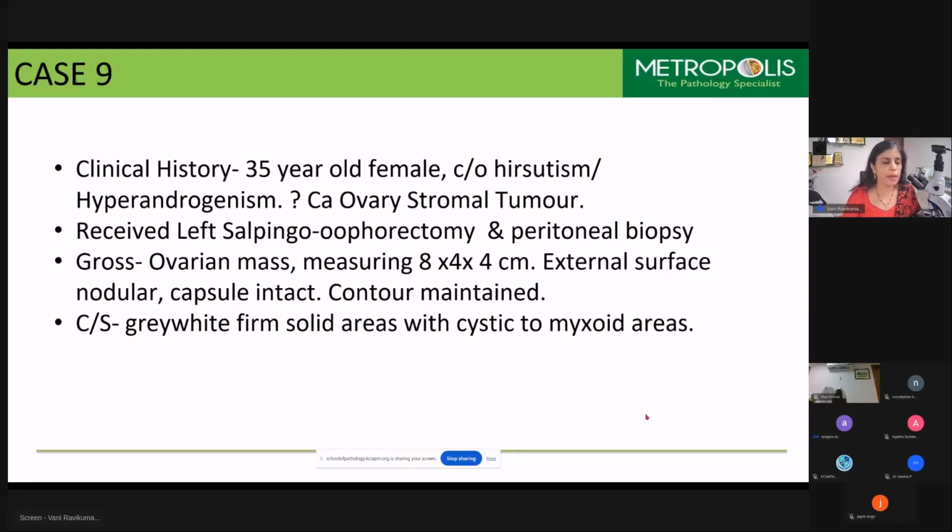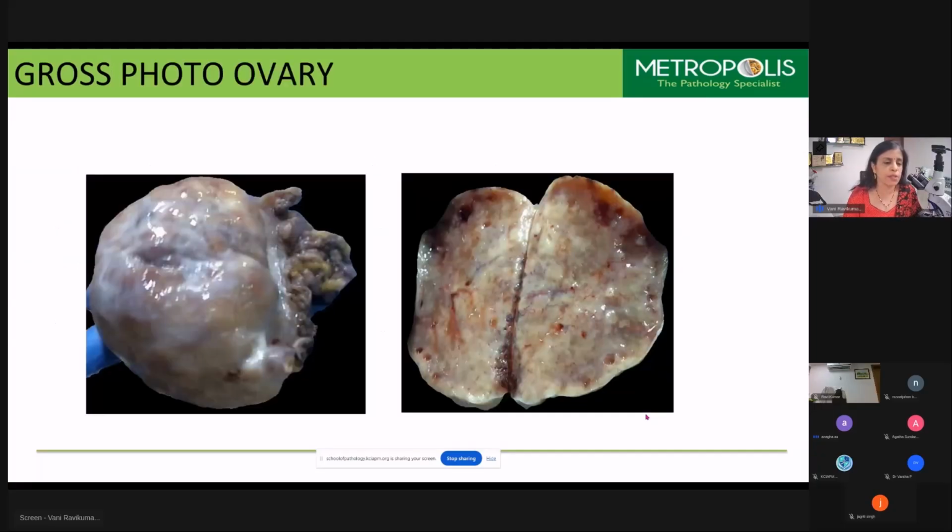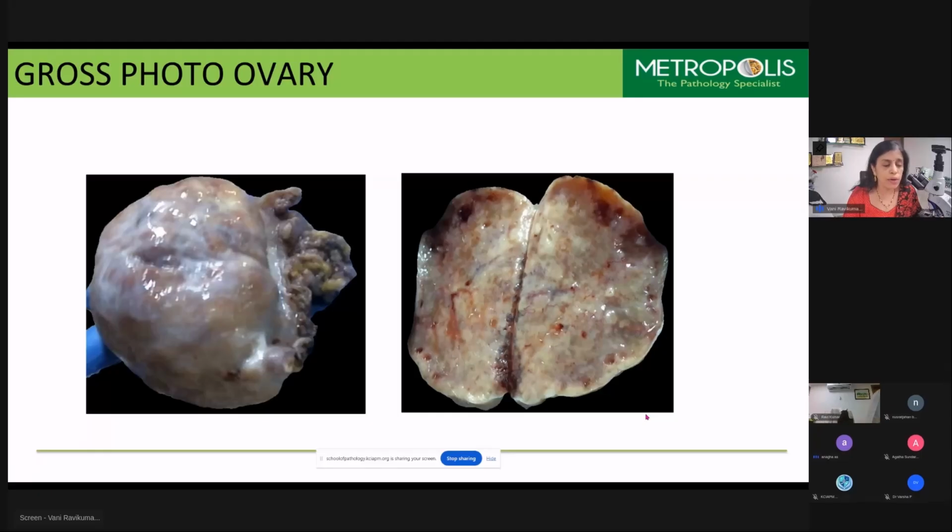And then the tumor came, and it was a left ovary. It was 8 centimeters with intact capsule, and the contour was maintained. Why I'm emphasizing, look at this contour, the normal ovarian contour. Though it is enlarged, it has maintained that. This again favors a Krukenberg. Classically, Krukenbergs will be bilateral and the contour will be maintained. But this was biased, and we were thinking, yes, it is a stromal tumor.